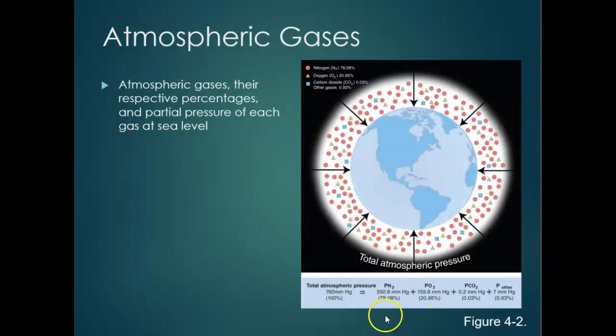Okay, so this is just an image from the text that talks about the atmospheric pressure, and about 78% of it is made up of nitrogen. So that means the partial pressure of nitrogen at sea level is going to be about 593. Our oxygen is about 21%, which means our partial pressure of oxygen at sea level is about 160. And then we have our partial pressure of CO2 and the other gases that make up the rest.